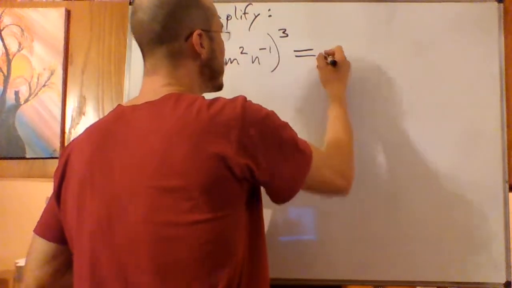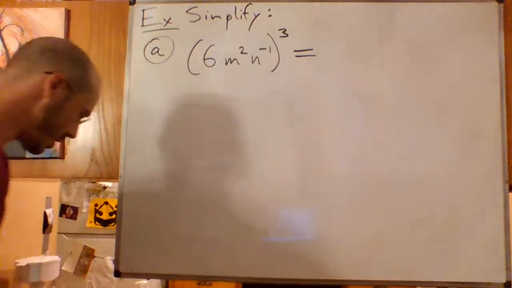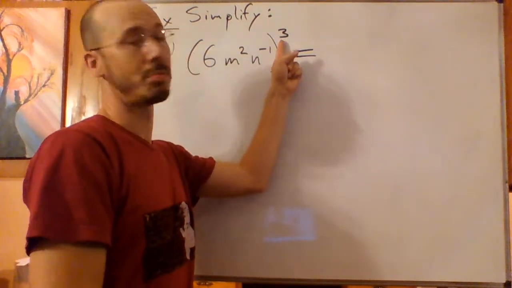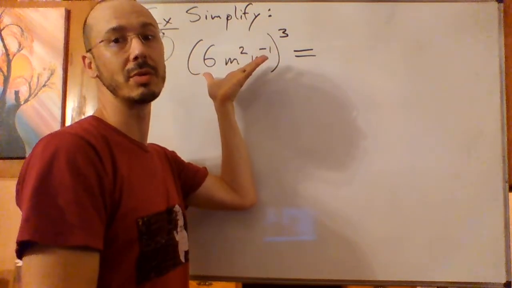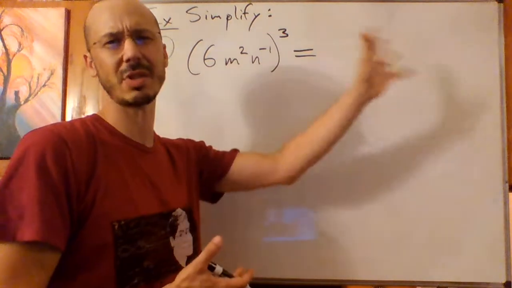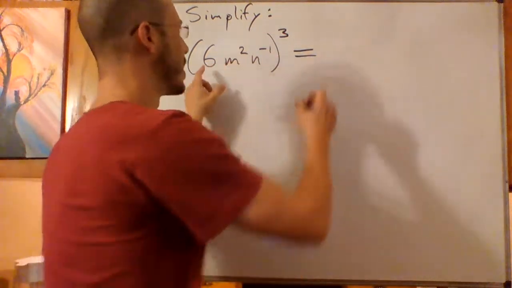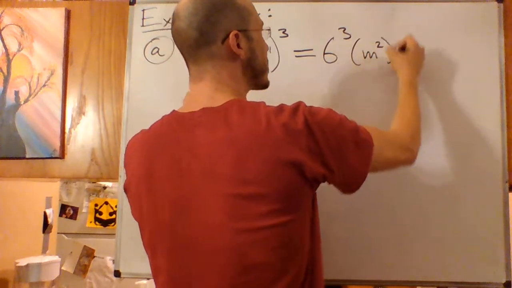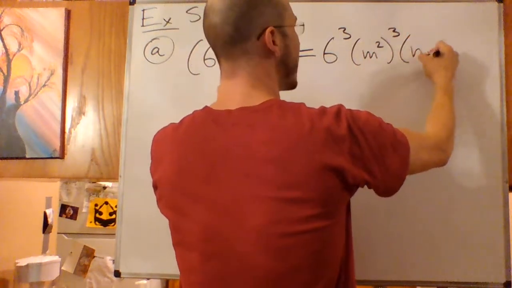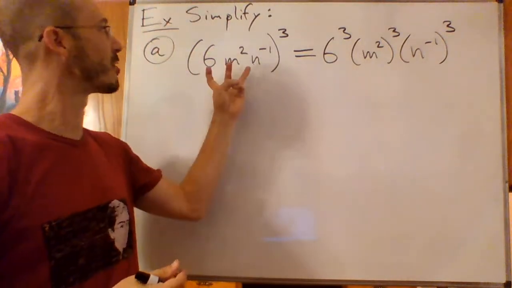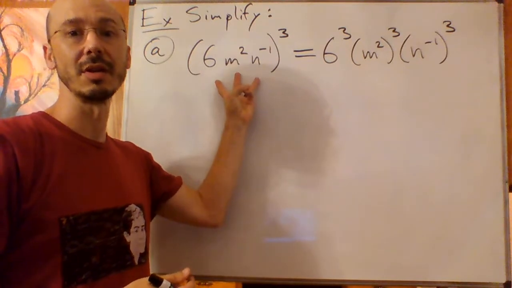And I'm going to use first the power of a product rule. I'm going to use a little bit of an extended version because I don't want to do two separate steps. I want to do one step. 6 to the third, m squared to the third, n to the negative 1 to the third. So I did use an extended version of the power of a product. I have three factors here.